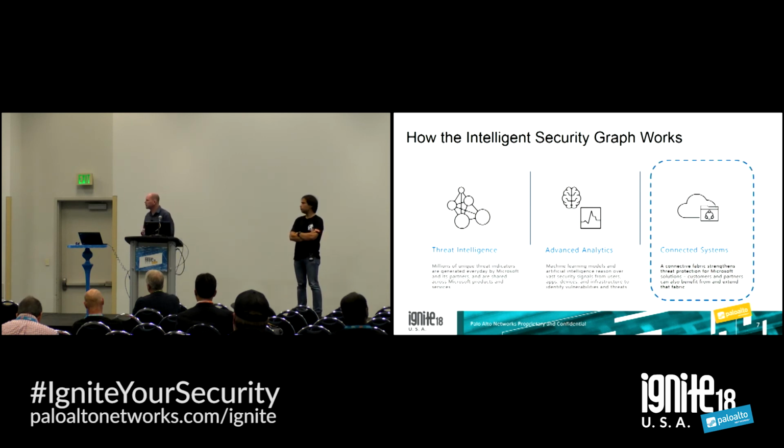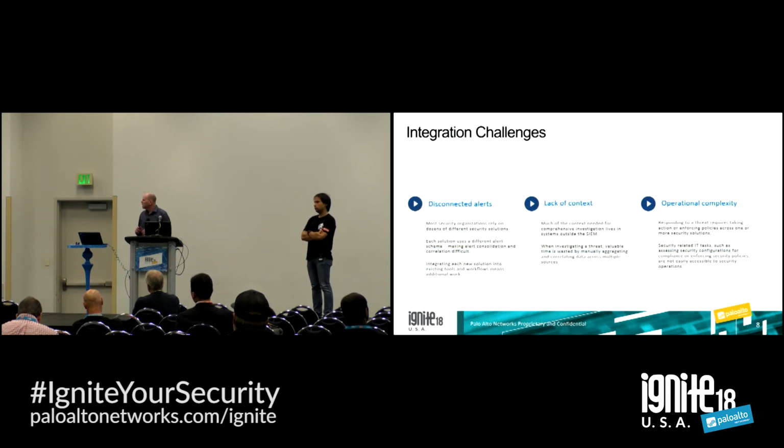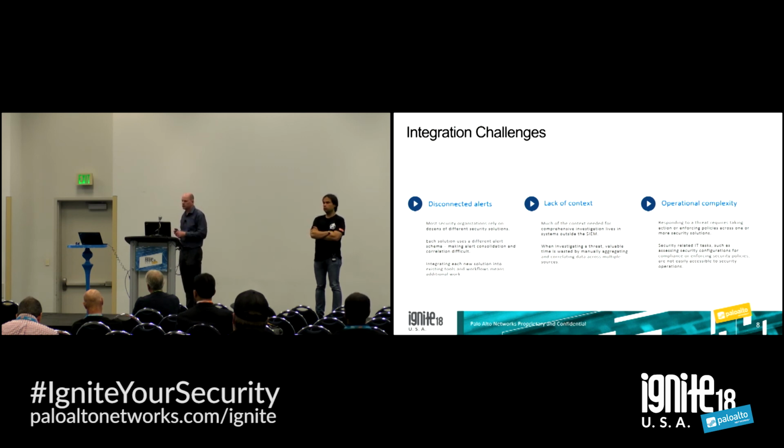But the last part of the Intelligent Security Graph story is really about connected systems, and that's where the security API comes in that we're going to talk about today. So the connected systems is really trying to solve some integration challenges. This is really an integration story, a story about it being very painful today to deploy a new security solution into a large enterprise.